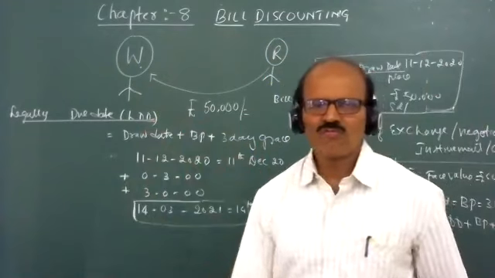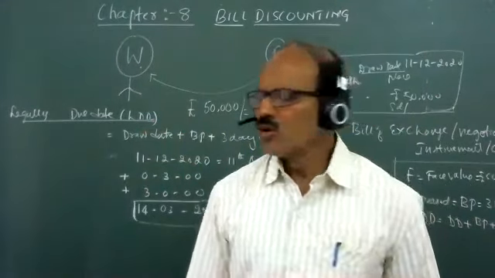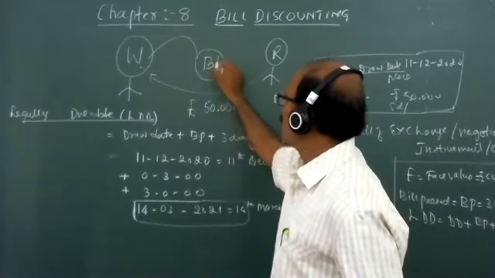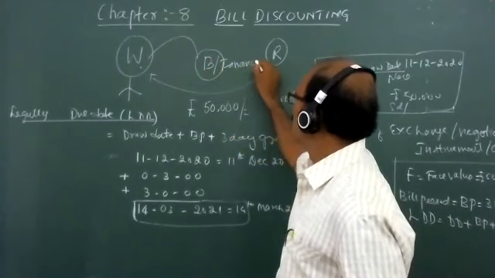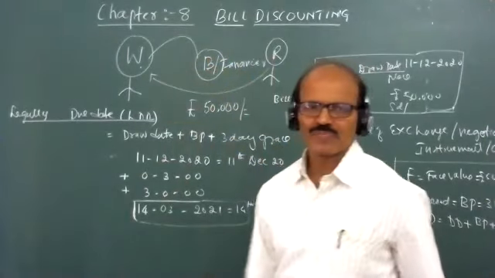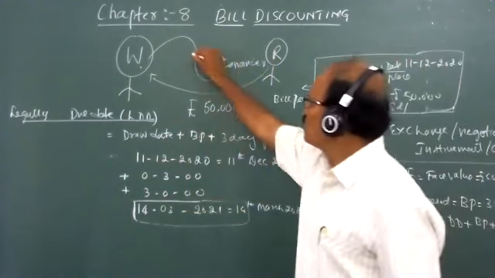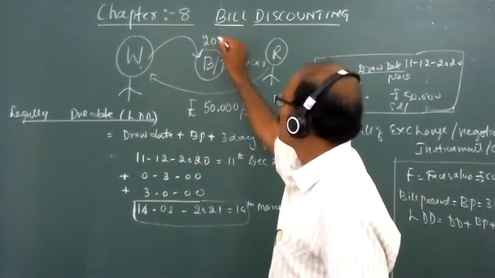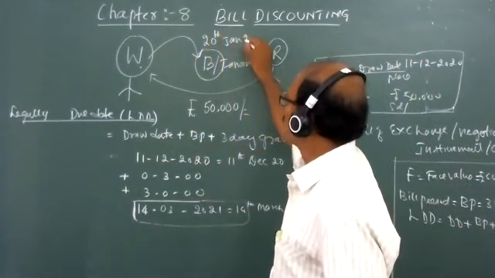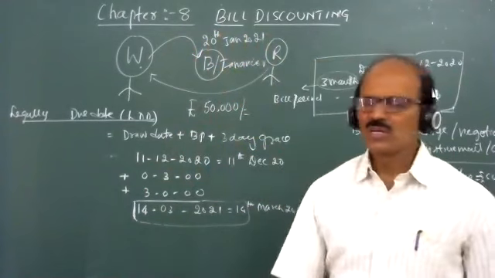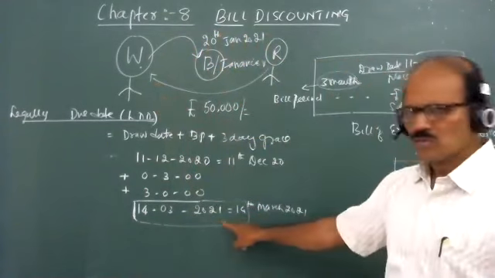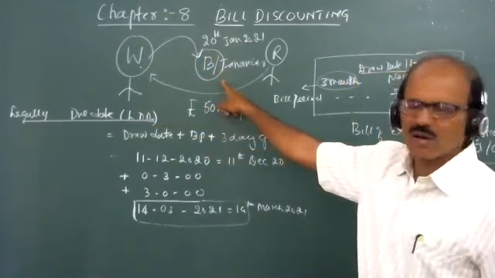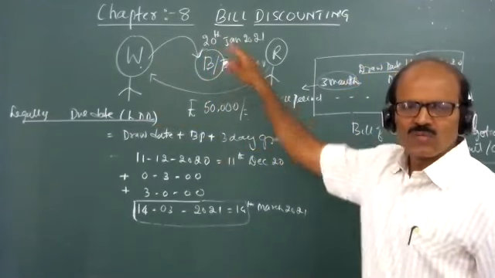But the wholesaler has some financial crunch. He needs urgent money. Where do you go? You go to another person called a banker or financier. This is the banker. What will the banker do? Assume that he went on 20th January 2021. He has to wait till 14 March to get the amount, but he needs urgent money. He went to the banker on 20th January. So what happened?